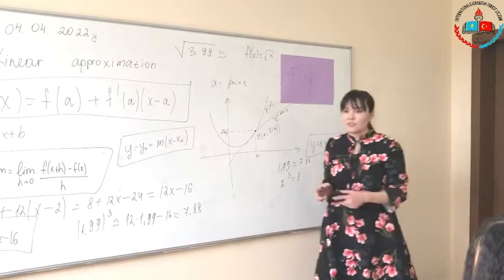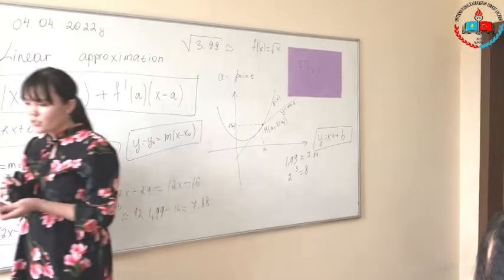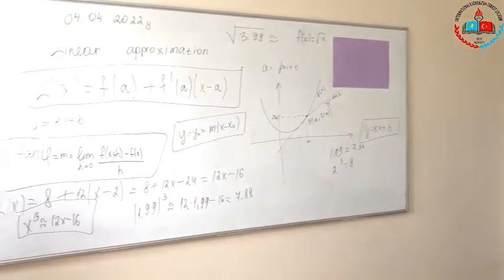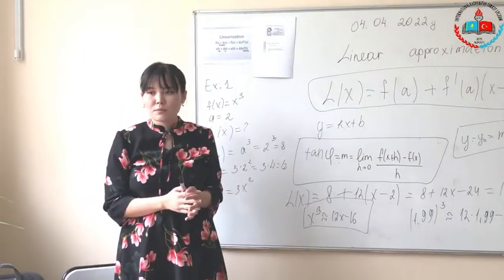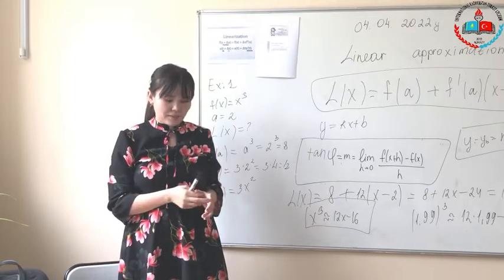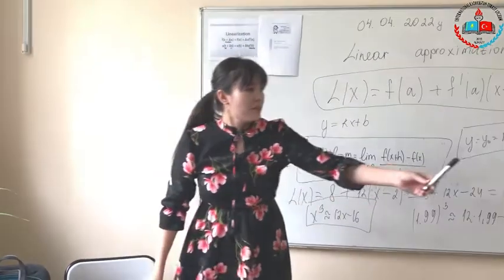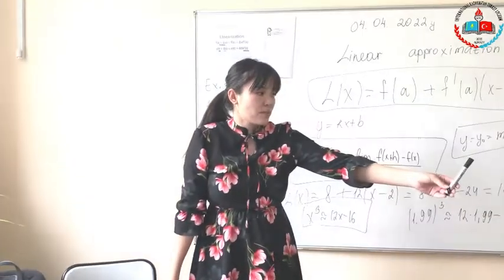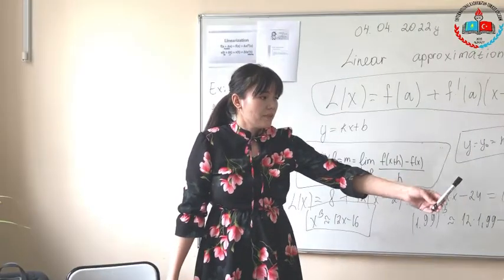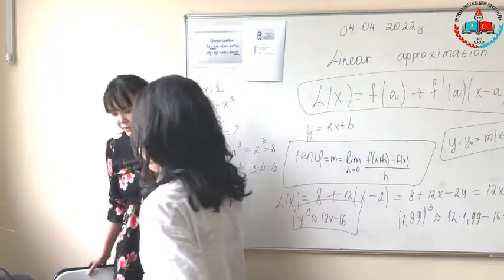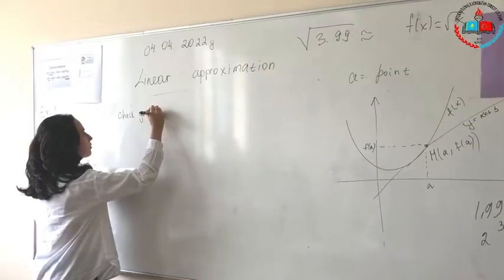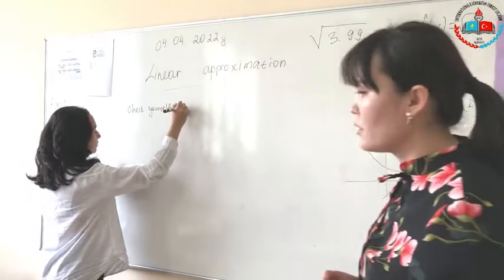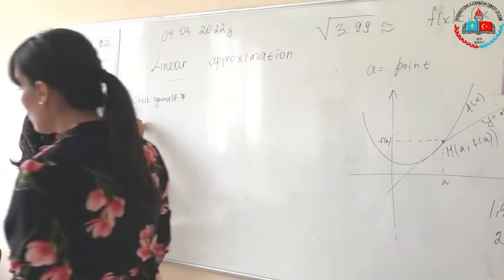So now let's start doing exercises. Check yourself, 7. Who wants to come to the board? Okay, let's try to answer the first one. Can we clean this part just? Yes. So, check yourself, 7, the first one.